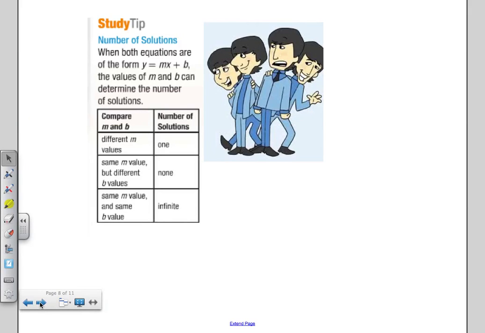But when both equations are in the form y equals mx plus b, the values of m and b can determine the number of solutions. If they have different m's, meaning different slopes, there's only one solution. If they have the same m value, that means they're parallel, and there's no solution. If they have the same m value and the same b value, then there are an infinite number of solutions. I should have added the b value, that there are different b values on this one right here.